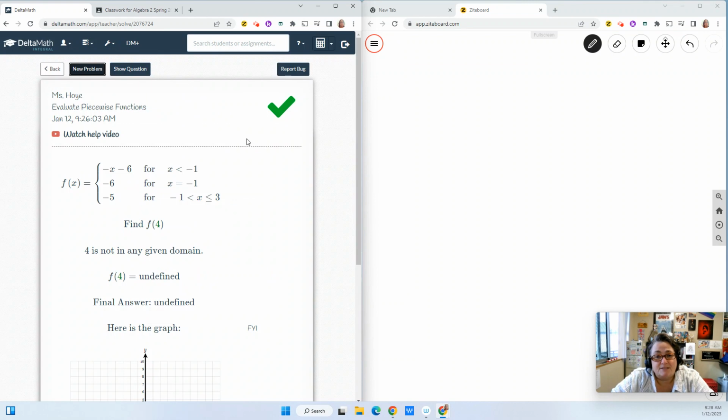Does that make some sense? So you're looking at these rules that we have over on the side. We've got x has to be less than -1 for this one. x has to equal -1 for this one. And it has to be between -1 and 3 for this one. So anything over 3 is going to be undefined because there's no equation in which the parameters are over the number 3. Does that kind of make sense to you?